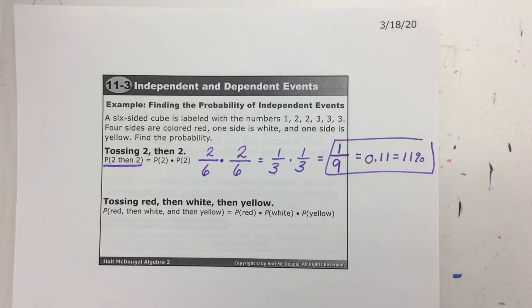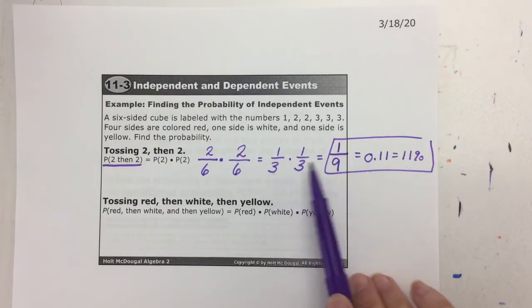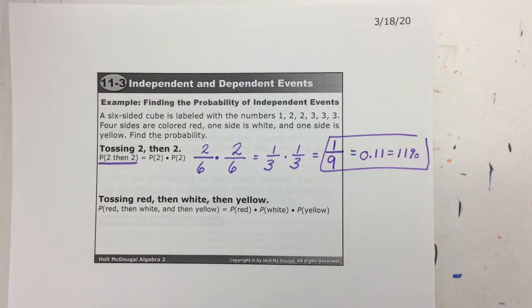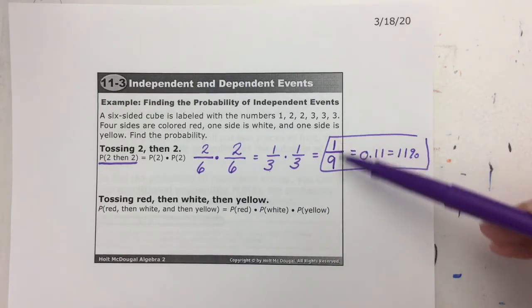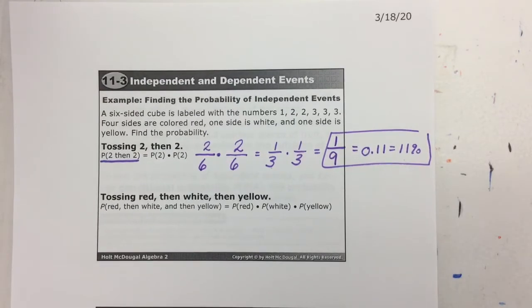They told us in order to find the probability, we want to multiply those fractions. So top times top, 1 times 1 is 1, 3 times 3 is 9. There's my ratio. We want to give our probability as a ratio, a decimal, and a percentage. 1 divided by 9 is 0.11. Move that decimal over, and we have 11%.